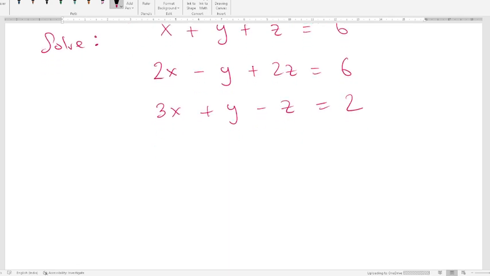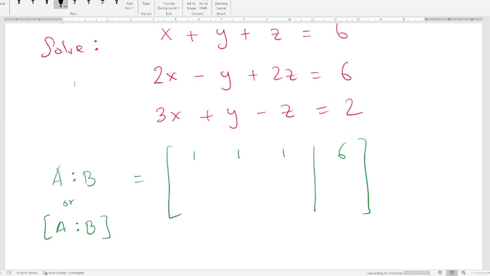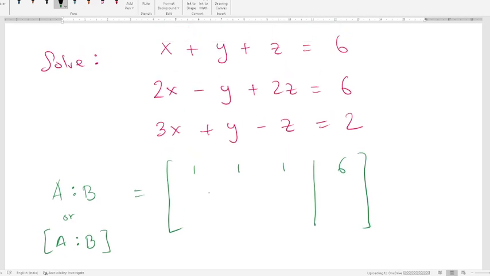Now let's solve this linear system, right? What is the first step? The first step is to get the augmented matrix. An augmented matrix is represented by A colon B, or you might as well give those brackets outside them, right? So the augmented matrix would be, for the first equation, 1, 1, 1, a vertical line, and 6. So 2, negative 1, 2, and 6, and then 3, 1, negative 1, and then 2.